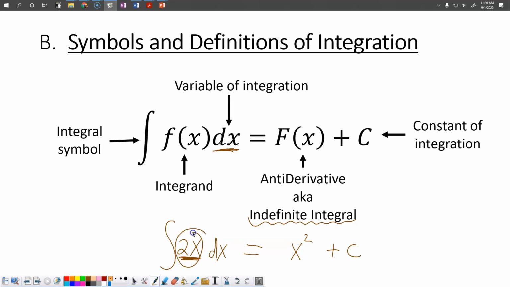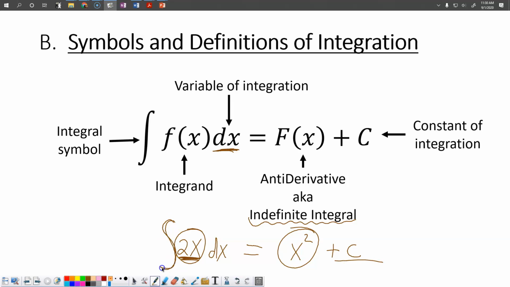So this was the derivative, and this is what it was before we took the derivative. But we're not going to talk like that anymore, because that's chapter 1 language. Now we're in chapter 2. We're talking about integration. So now I'm going to say this is the integrand, and this is the antiderivative. Here's my constant of integration.